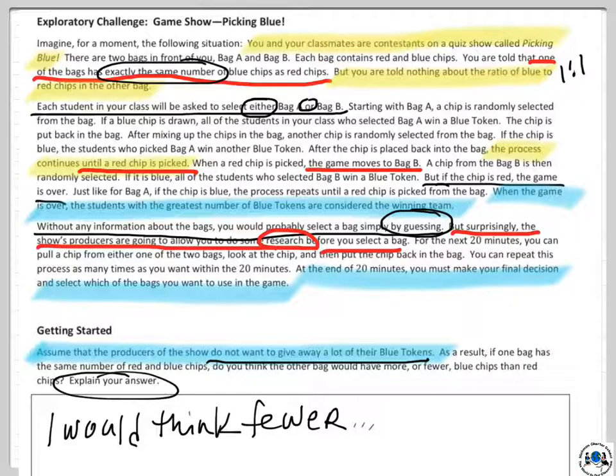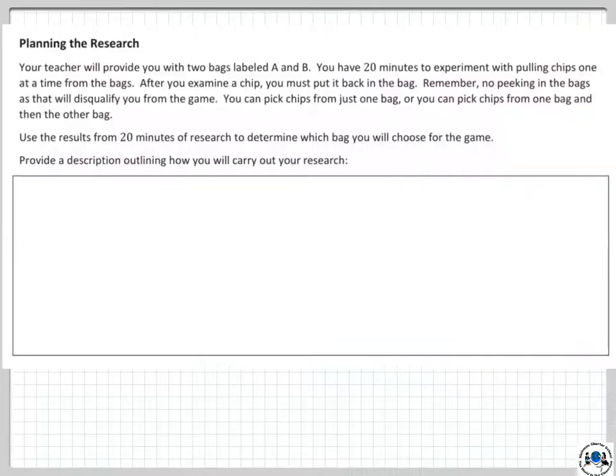So while that sounds like great odds to most of us, that is probably the best the producers will want to give you. So I'm thinking the other one would have fewer blue, though I can't be absolutely sure because it could be better, and they might be hoping that everyone picks the 50-50 bag. You don't know, but that would be up to you to predict. Now, this research phase.